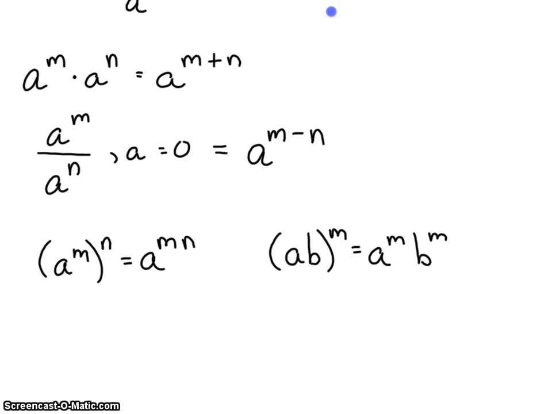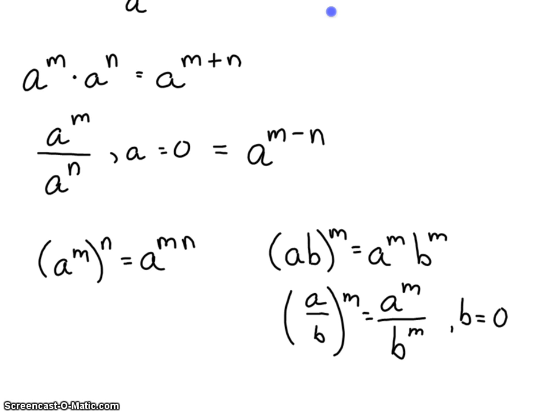And then a over b to the m equals a to the m divided by b to the m, where b is not equal to 0, because you can't divide by 0. That is called raising a quotient to a power. So the last two are sort of like distributing that exponent. And then sometimes you have to do more simplifying. So let's do a few examples here.